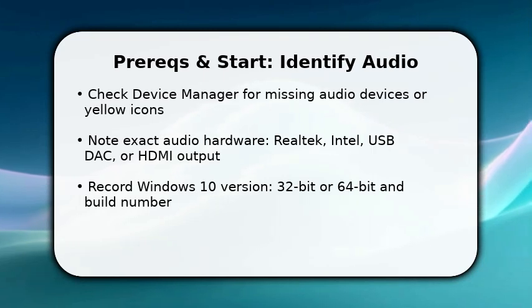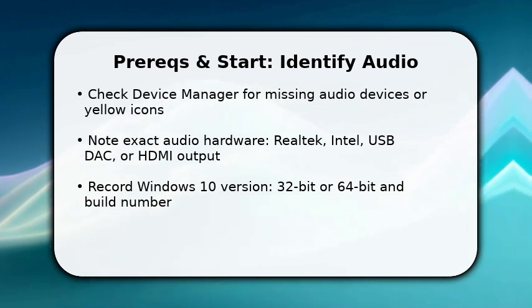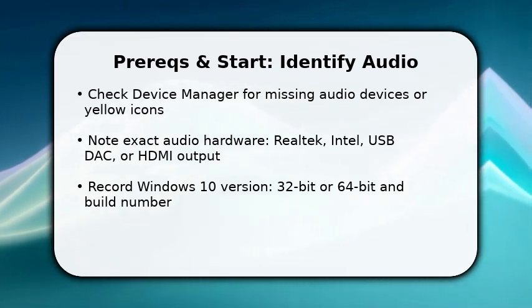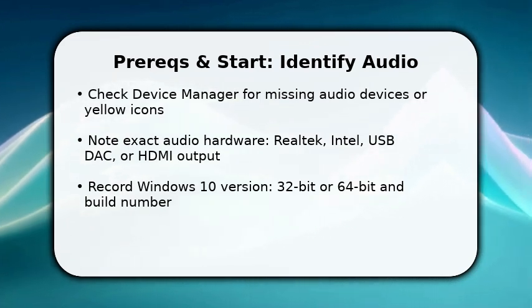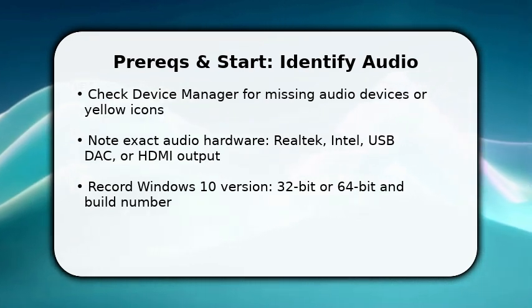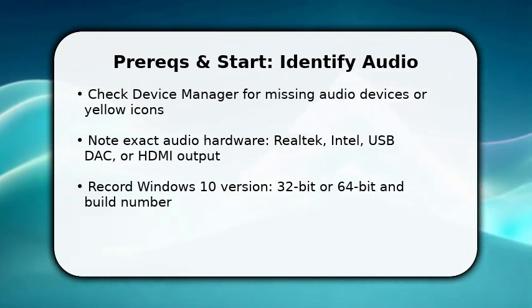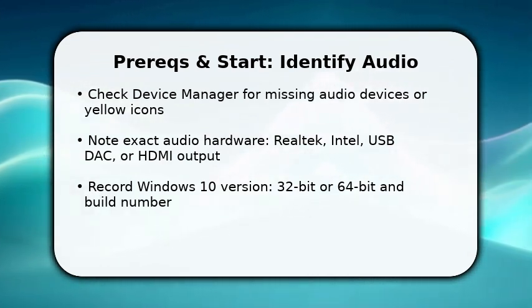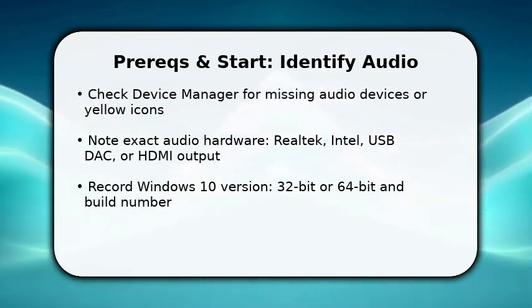You begin by identifying what audio device Windows sees and which driver is missing. Open Device Manager and expand sound, video, and game controllers. Note any warnings. Once done, write down the exact hardware name and whether Windows is 32-bit or 64-bit and the build number. This info directs which driver package to fetch. Make sure to also check if audio is integrated or external USB. Drivers differ, so be precise before downloading anything.